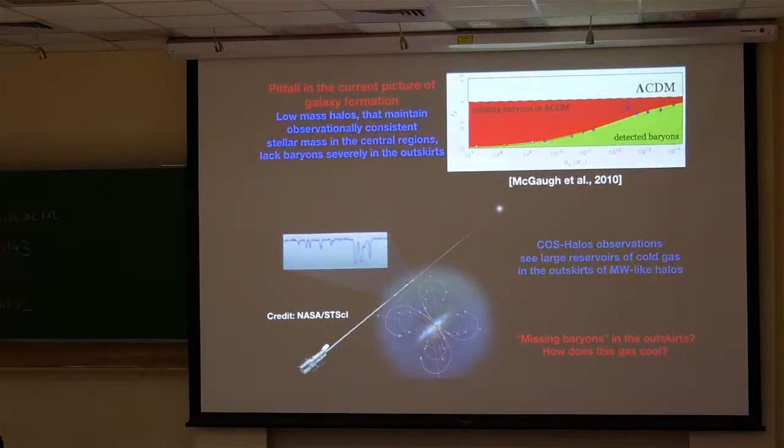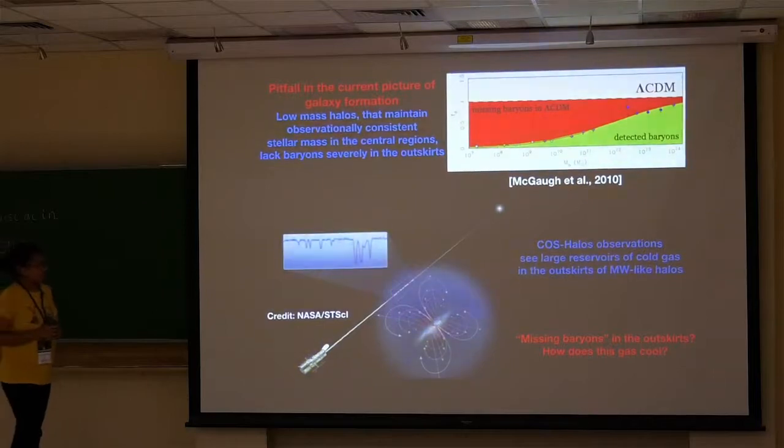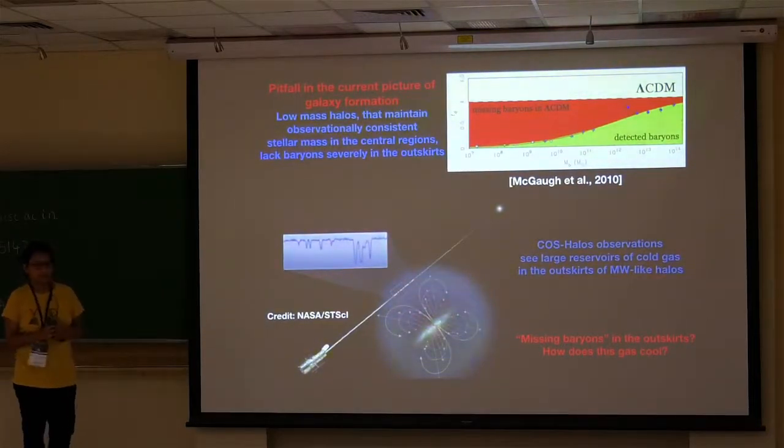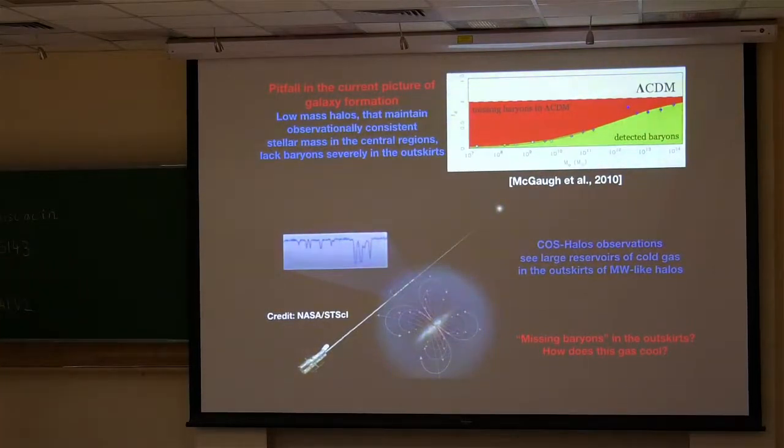But in the COS observations, they do see a lot of cold gas in the outskirts, up to 200 kpc. So probably a lot of baryons exist in the outskirts of these lower mass halos. But then there is another question, which is how does this gas cool?